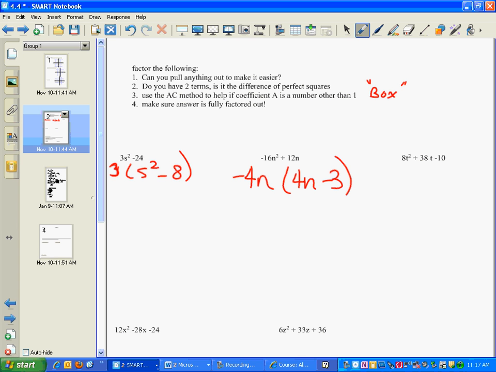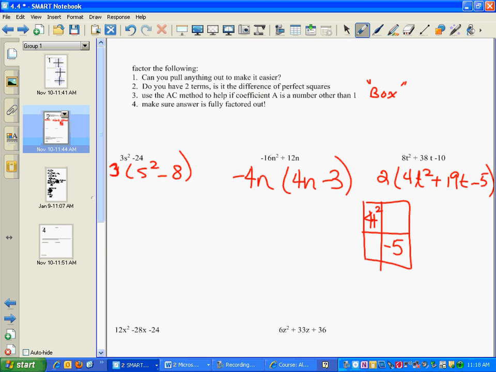Okay. Can I pull anything out? 2. That leaves me with 4t squared plus 3t minus 5. All right, so we don't have the difference of perfect squares. We can't pull anything further out. This is where the box method really comes in handy. So we use our box, and we say we're putting 4t squared here and negative 5 here.